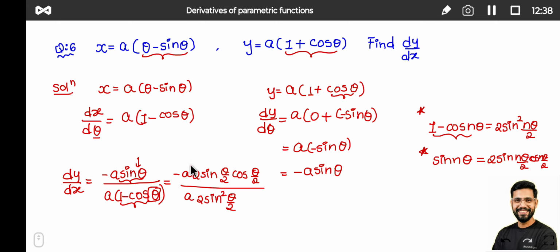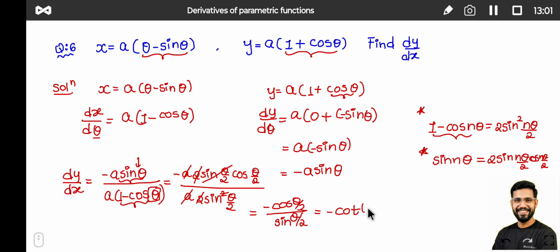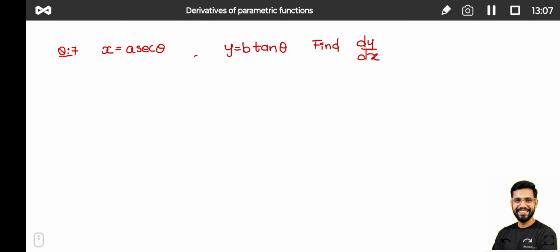So this a and a will get cancelled, 2 will get cancelled, one sin theta by 2 will get cancelled. So what will remain? Minus sign in the numerator into cos theta by 2, and in the denominator sin theta by 2. So cos upon sin is nothing but cot, with minus sign, so minus cot theta by 2. That's our final answer. Look at the next question.